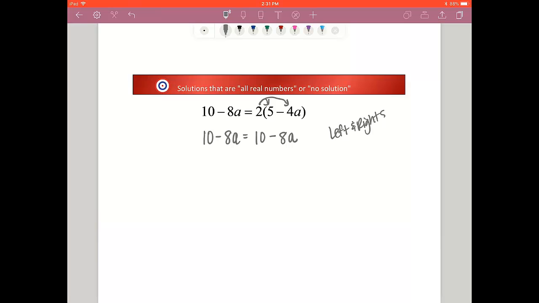The left and right side are identical to one another. So the left and right sides are identical, as if you were looking in a mirror. This results in all real numbers being a solution.